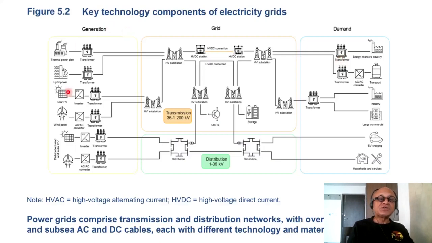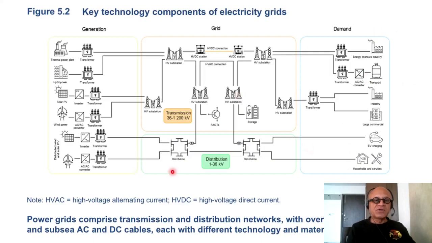So you have the generation, so thermal, hydropower, solar PV, wind, and distributed wind and solar, going through transformers, inverters, and so on, and transmission, which is going to be a big thing. So high voltage substation, and then eventually feeding the grid from generation and trying to meet the demand.